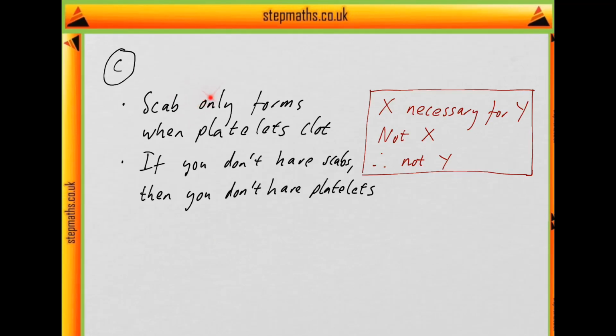C starts with a scab only forms when platelets in the blood have clotted. So this is a necessary condition, it's got an only. So it's saying platelets clotting is a necessary condition for a scab forming. So the platelets are the necessary condition and the scab is the consequence. But an issue with this is the second part is in a conditional. So rather than actually coming to a conclusion, it's just saying if something happens, something else would happen. It doesn't come to a firm conclusion. And also, we'd want the next bit to be there are no platelets, but it starts off with if you don't have scabs. So it looks like this isn't in the right form.